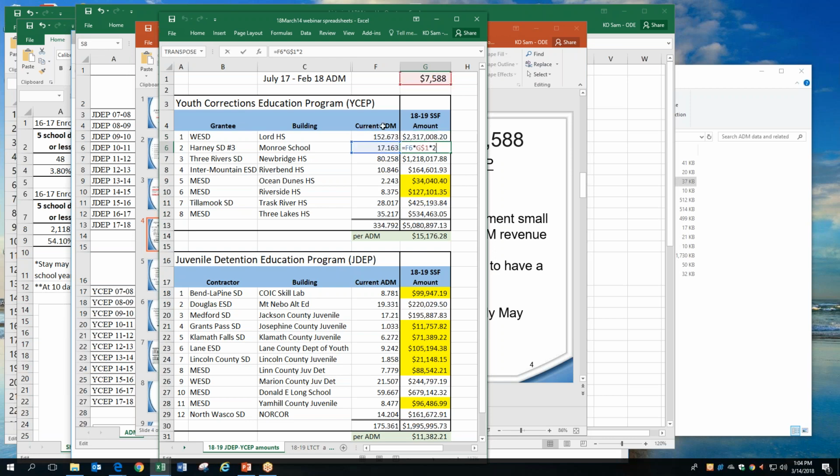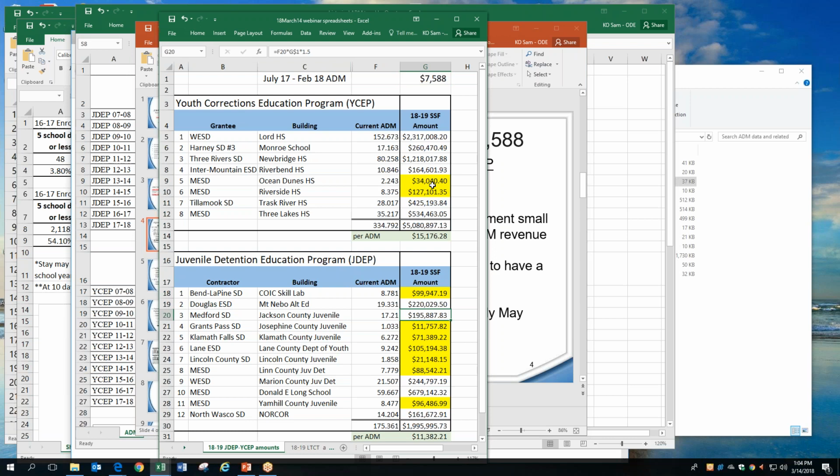So just like here, F2, everyone has the same formula. And for JDEP, the formula is the per ADM amount times 1.5 times your ADM amount, and so forth. So everybody is getting the same amount. We're not taking from Peter to pay Paul.